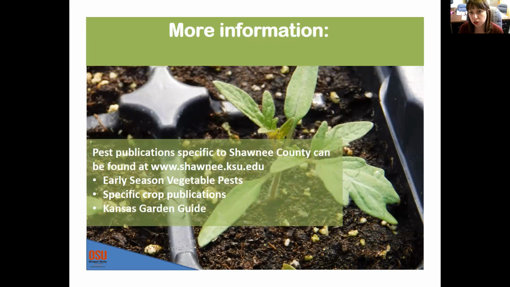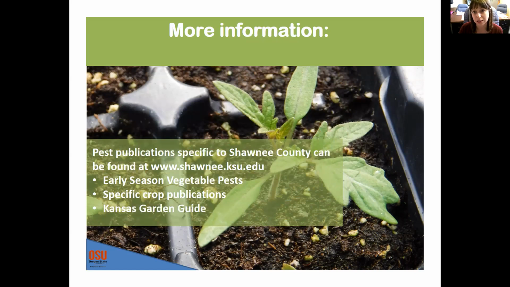So for more pest control information, more about specific crops or any other information that you'd like, we can find publications on specific pests on our website, which again is www.shawnee.ksu.edu. Some of the publications I would recommend, we have a great publication called Early Season Vegetable Pests, and it's self-explanatory, but it's very helpful if you're just getting started. We also have, as I said, specific crops, so asparagus, onions, beets. We have a publication for each of those. I like those because they're nice and short.